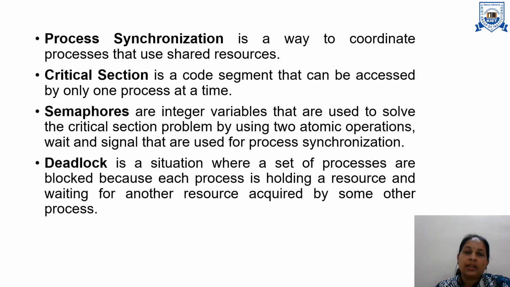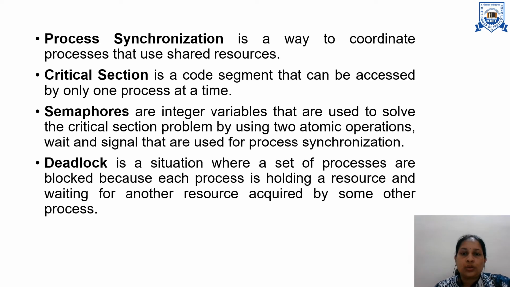Semaphore. Semaphores are integer variables that are used to solve the critical section problem by using two atomic operations, wait and signal, that are used for process synchronization. So basically, semaphore is going to be used for the process synchronization problem.